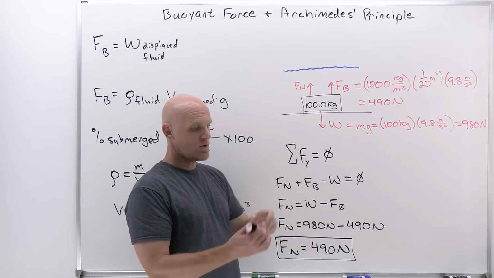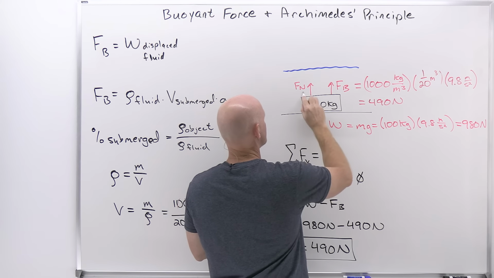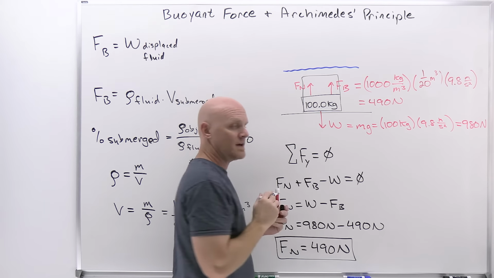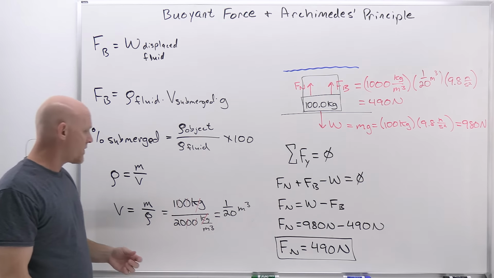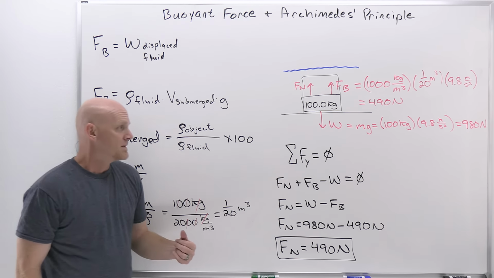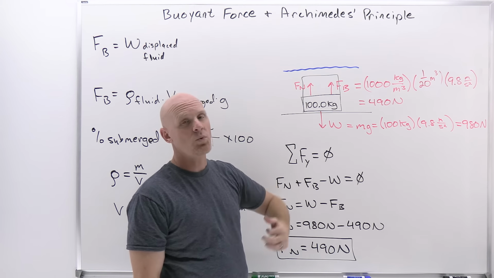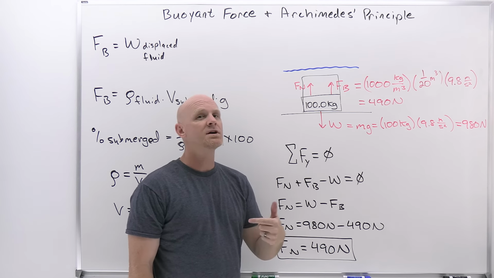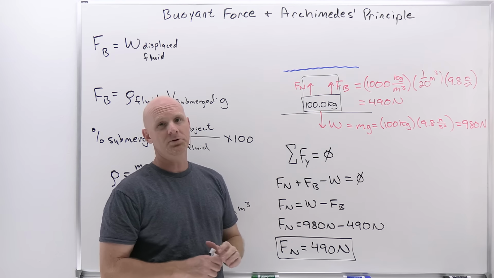With a lower density, with half the density, that would mean this object had to be twice as big. It had twice the volume this time. Instead of 1 over 40 meters cubed, it's now 1 over 20 meters cubed. As a result, because it has twice the volume, it has twice the weight of displaced fluid, twice the buoyant force as the previous example.